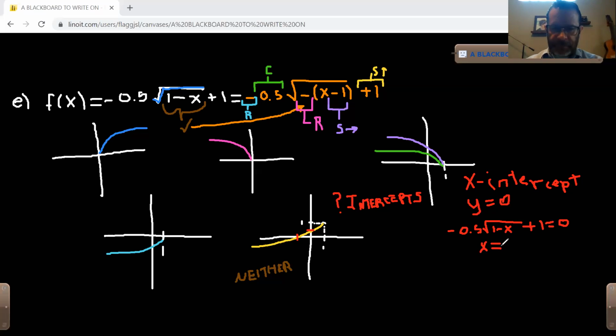Please do that in your notebooks, and somebody tell me the answer. We need to find the value of x when y equals 0. I'm going to give you a few moments to do that while I explain the y-intercept.